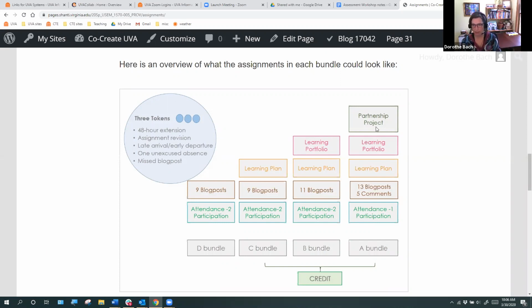As you can see in the A bundle, there is a partnership project, in which students wrote a proposal to present two workshops at the Pedagogy Summit, the Innovations in Pedagogy Summit that the CTE puts on every year. They would have prepared a workshop and given it at the summit. So obviously this is not what we can do in this class.